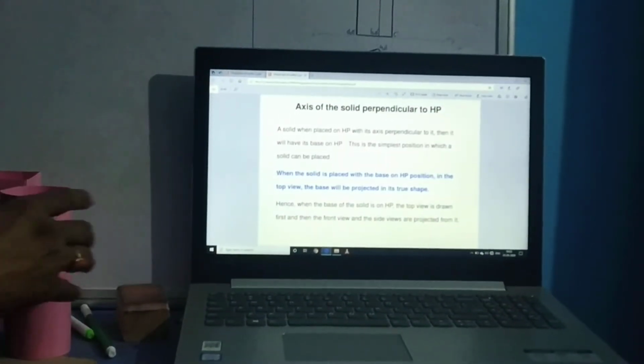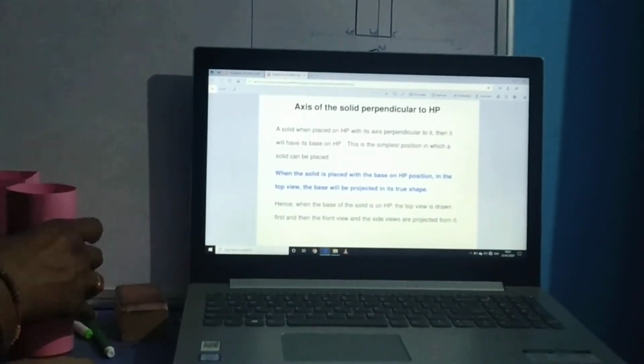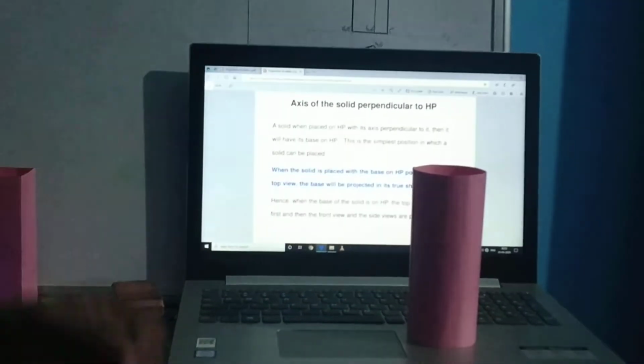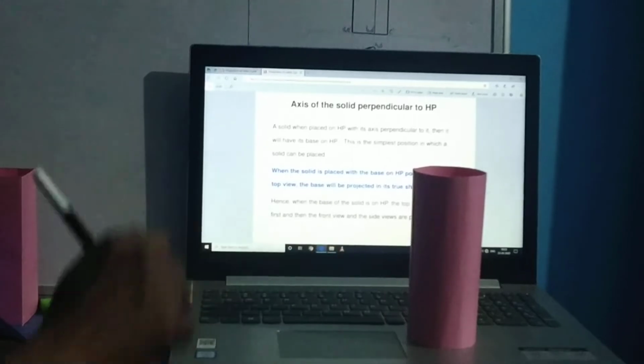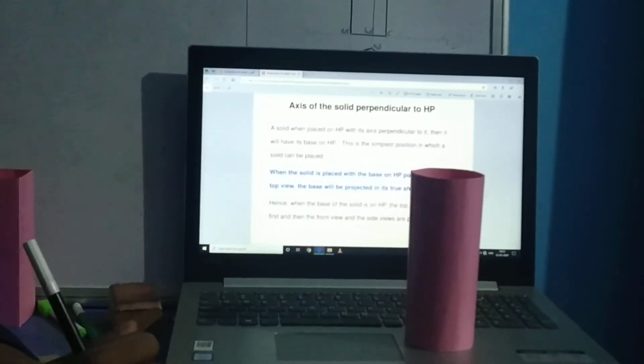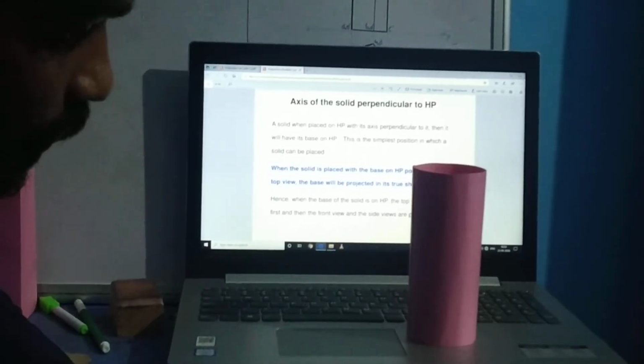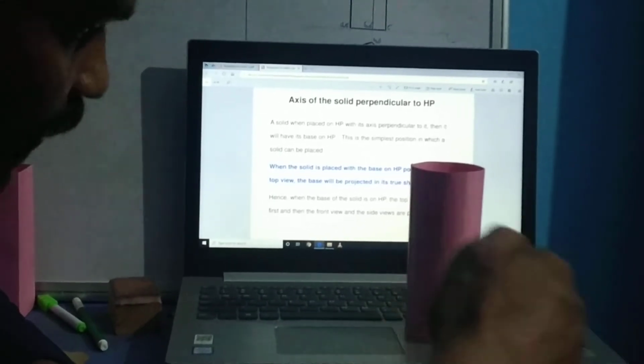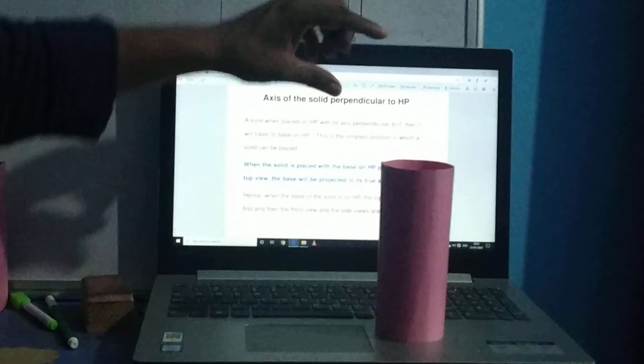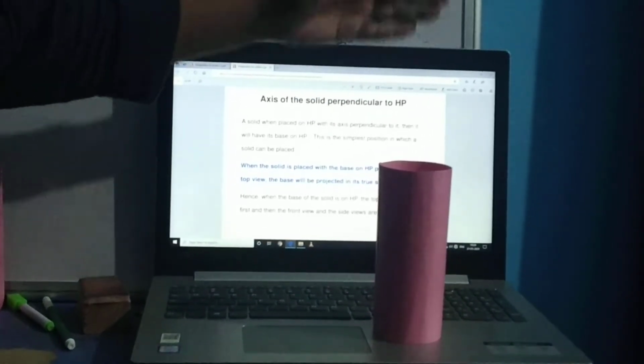Now, taking an example. First example, this is the easiest example. Suppose this is a cylinder and we are placing it in the first quadrant in this manner. And now I will ask you, if you are viewing it from the front, which type of image will you get on the vertical plane?